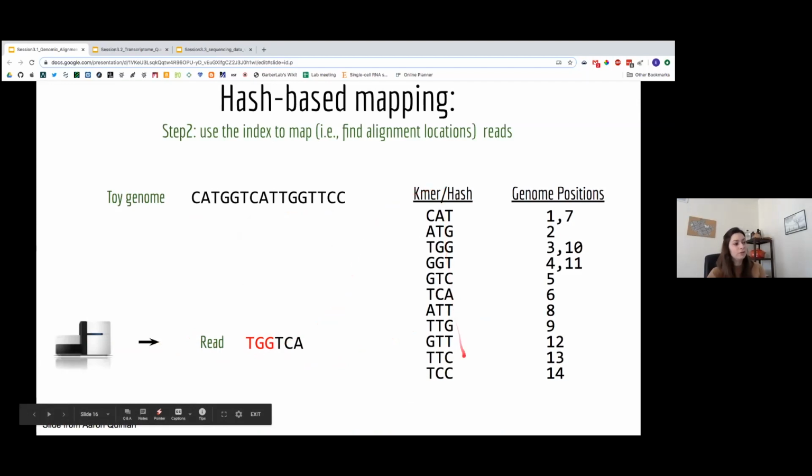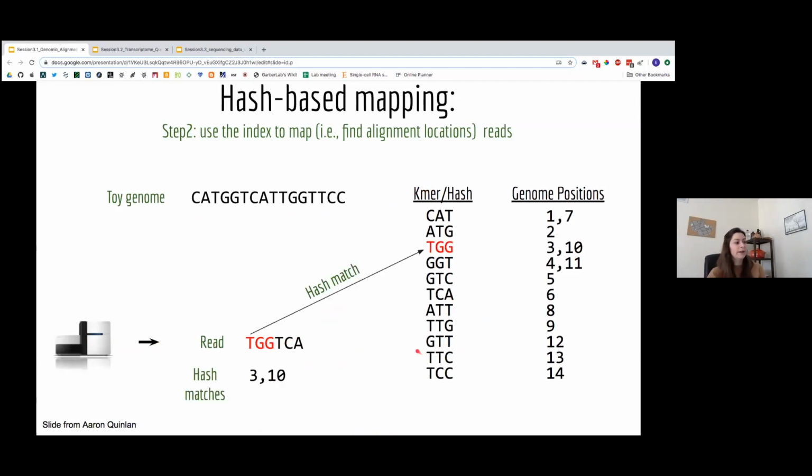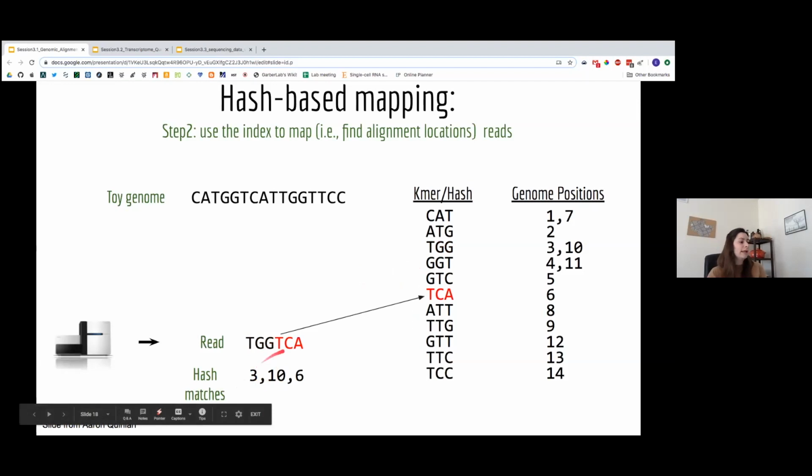And now we look in our index, where can we find a match? And we find a match here, and we write down the positions that possibly this read could be in. So based on TGG alone, this read could be starting in position 3 or position 10. And then we find TCA. So TCA is in position 6. We write that down here.